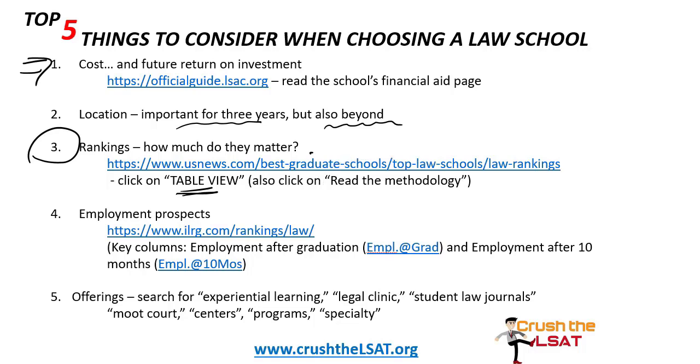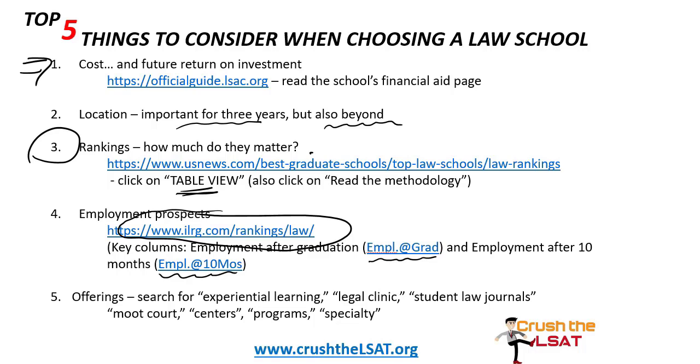Number 4, going back to the subject of employment prospects. You'll see this link here, ILRG, which we pointed to in an earlier lesson. The nice thing about that link is it gives you lots of data, including 2 columns you'll definitely want to look at. EMPL at grad, that means employment after graduation, followed by employment 10 months after graduation. In the United States, there are 196 law schools that are ABA accredited. If you look at the information about employment after graduation for, let's say, the first 50, and then compare it with the last 46, the last quartile, and you'll see there are 4 pages on that link, the differences in employment are vast.